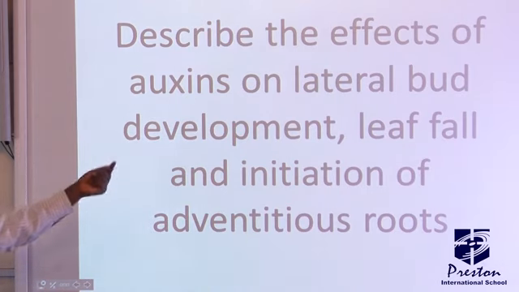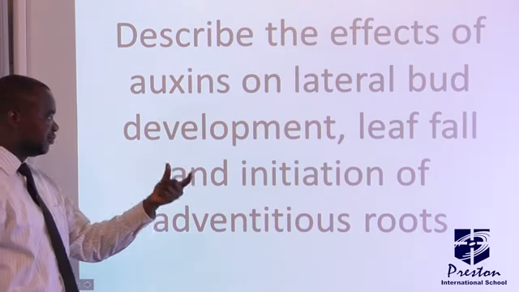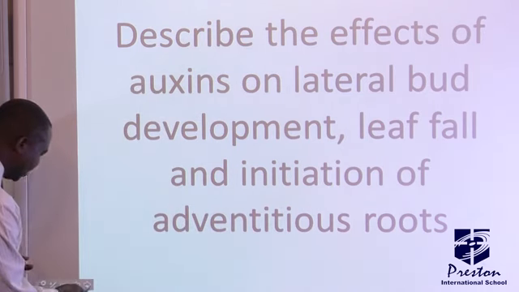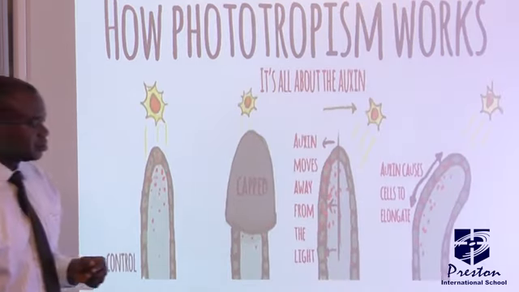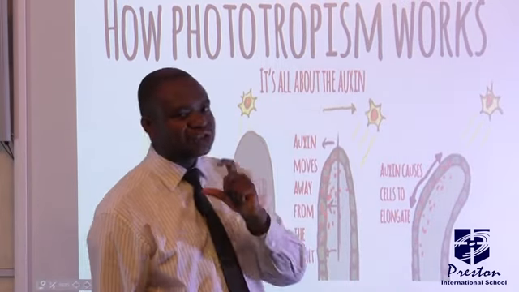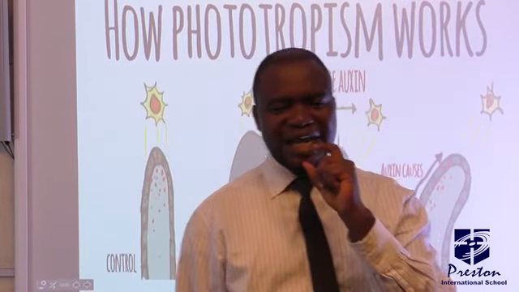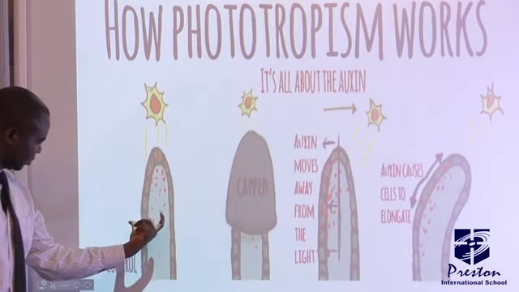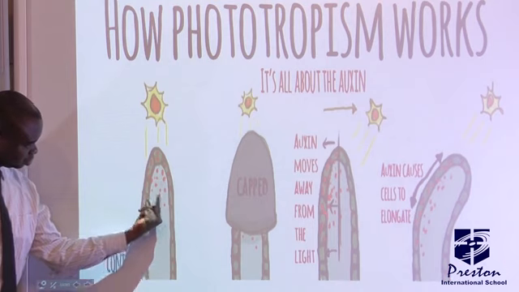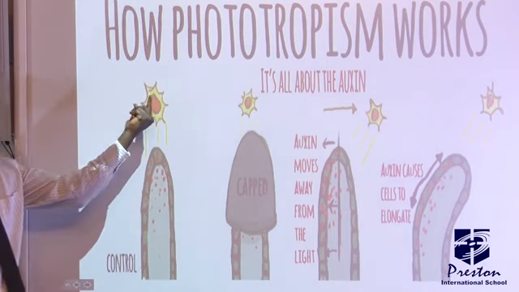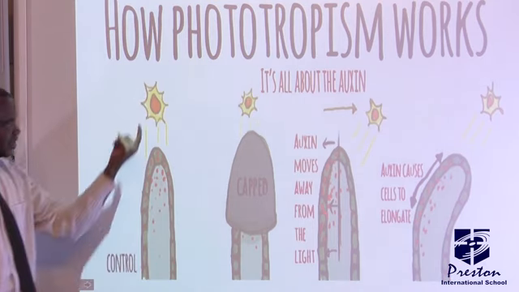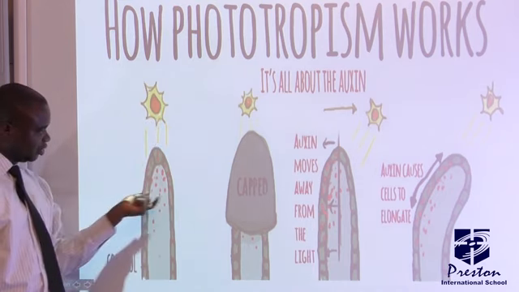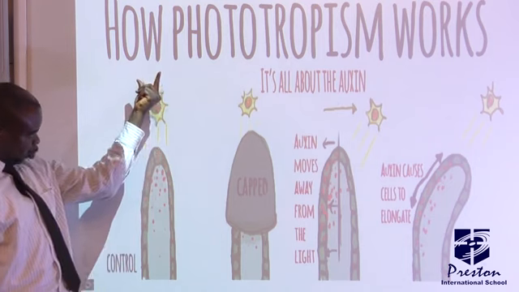Describe the effect of auxin on lateral bud development, leaf fall, and initiation of adventitious roots. This area is giving a lot of students a lot of problems. Looking at the work of auxin on the apical growth of plants, let's quickly discuss that. This is a shoot that is growing up. Control, you have the sun. You expect that if the sun is on this, and this shoot is receiving the sun on every side, it should go straight toward the sun.